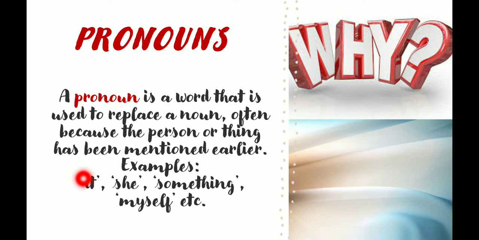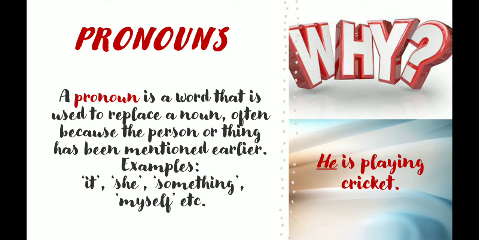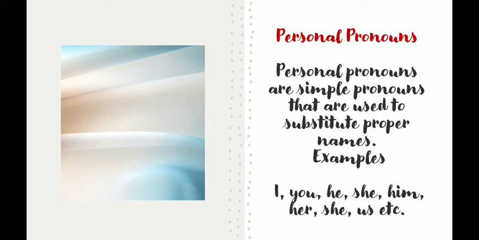For example, it, she, something, myself, etc. Example sentence: he is playing cricket. Kinds of pronouns. There are 10 kinds of pronouns. Let's see one by one.